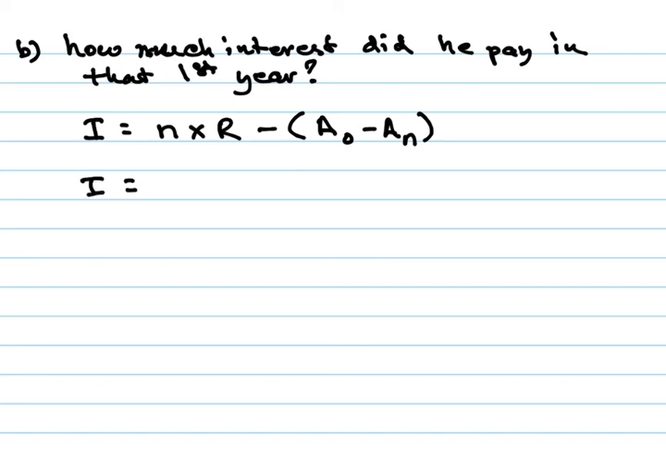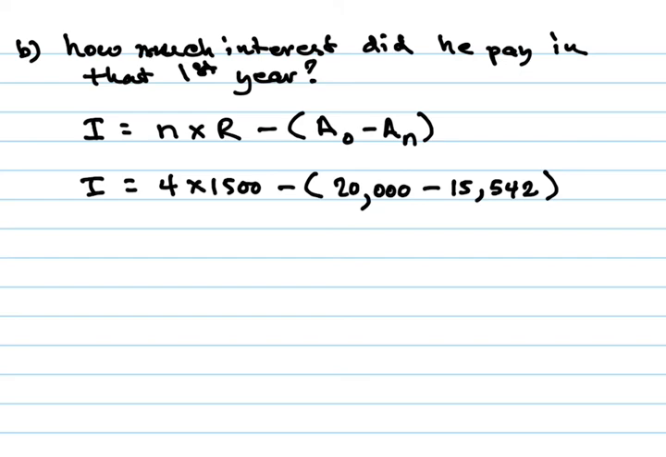In this particular instance, we went through 4 compounding periods. So the number of periods was 4 times $1,500 per payment. Our original principal was $20,000. And the amount that we had at the end, the balance of the loan at the end of those 4 periods was $15,542, the number we just calculated. Right? Does that make sense? Yeah. Number of payments times the payment amount minus the principal minus the balance will tell you how much interest was paid.